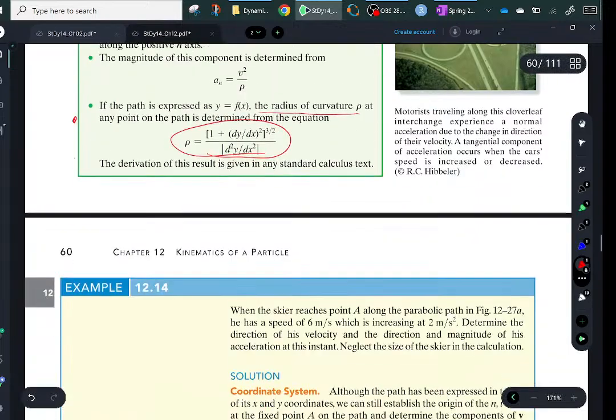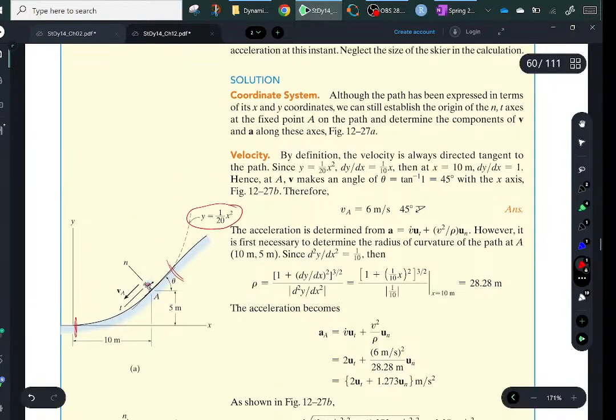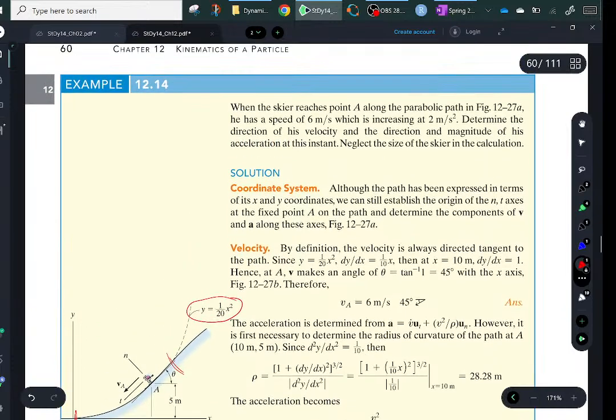So he picks this up, and you'll notice what he's doing. He says, okay, during this little portion, apparently from here to here, here's your equation. The first thing he says in here: the skier reaches a point A on the parabolic path, he has a speed of 6, which is increasing. He's telling you that. Determine the velocity and the direction and magnitude of the acceleration.